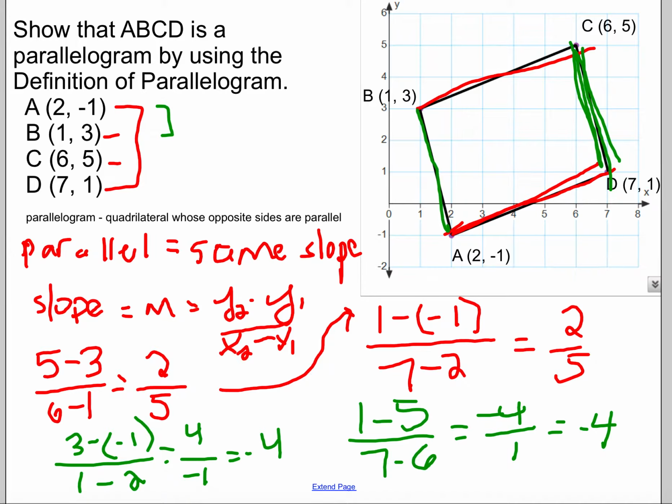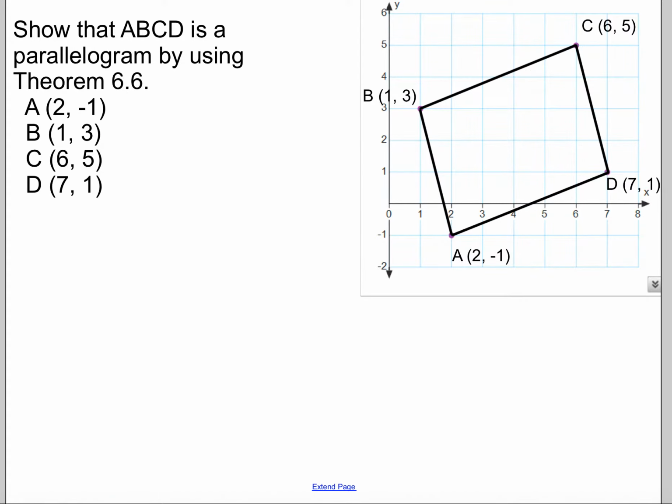Okay? So here is an example problem, and I'm actually not going to give you the notes for this. I want you to draw this in your notes and do the same thing that we just did. So it's a different problem, and I want you to show that ABCD is a parallelogram by using theorem 6.6. Okay, so that's a hint. Go find theorem 6.6, see what that says, and figure out how to use that to show that this is a parallelogram.